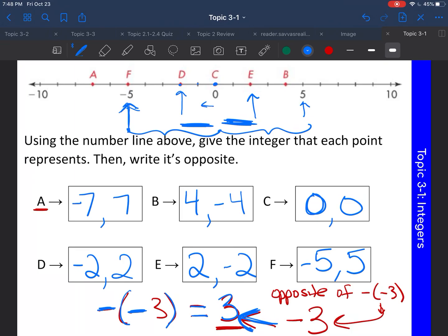All right, so attached to this Edpuzzle is a Google form that gives you more practice with integers and opposites and identifying them on a number line. So complete that and let me know if you do have any questions.